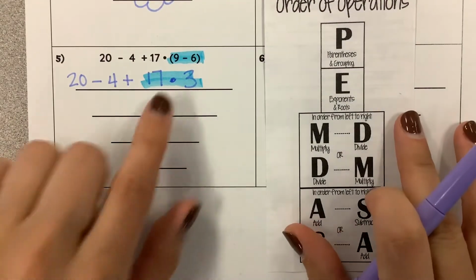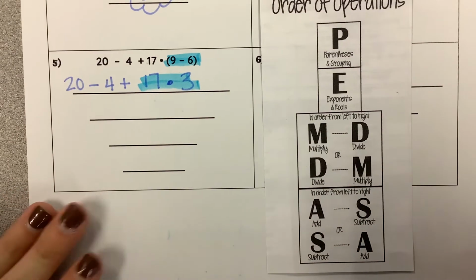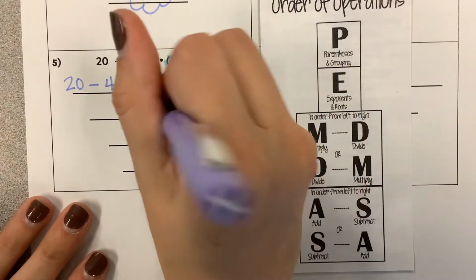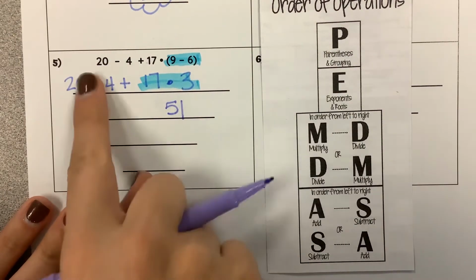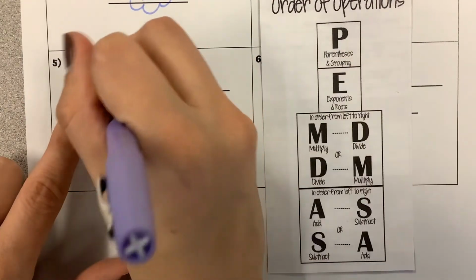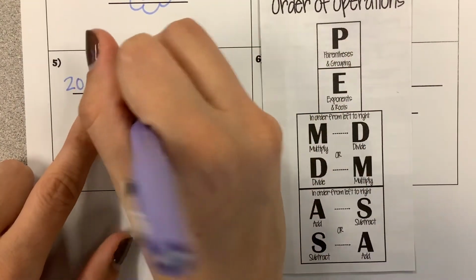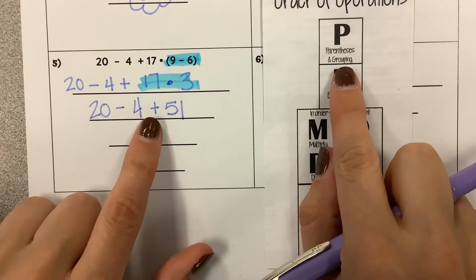So I'm going to multiply 17 times 3. You can use your multiplication chart. You can use your calculator. 17 times 3 is 51. Now bring everything else down. Bring down our 20, our minus, our 4, our plus. And then we can keep going through our checklist.